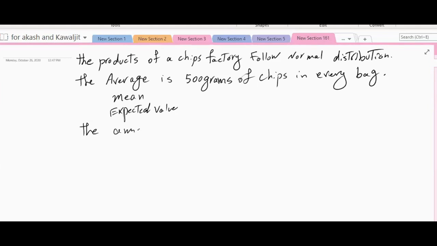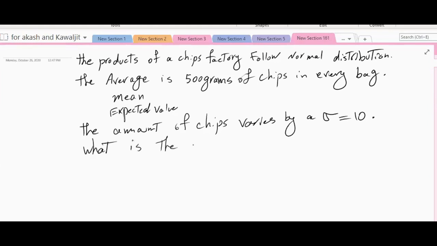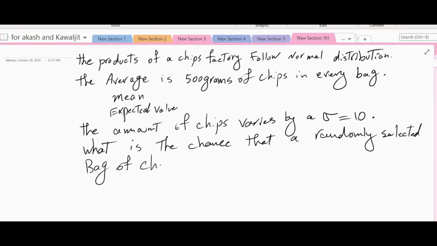The amount of chips varies by a standard deviation of 10. What is the chance that a randomly selected bag of chips has exactly 505 grams?